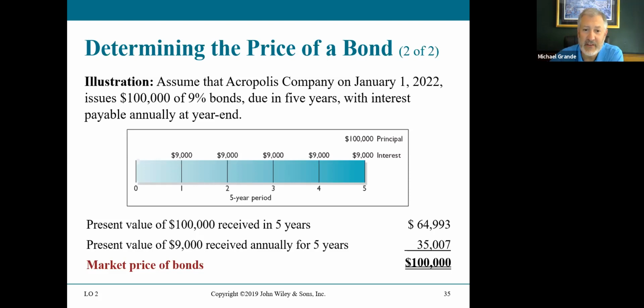The present value of the $9,000 received annually is not $9,000 times 5 years at $45,000. No, because it's discounted, it's only worth $35,000. Present value of the future cash flows. The principal plus the interest, $100,000.